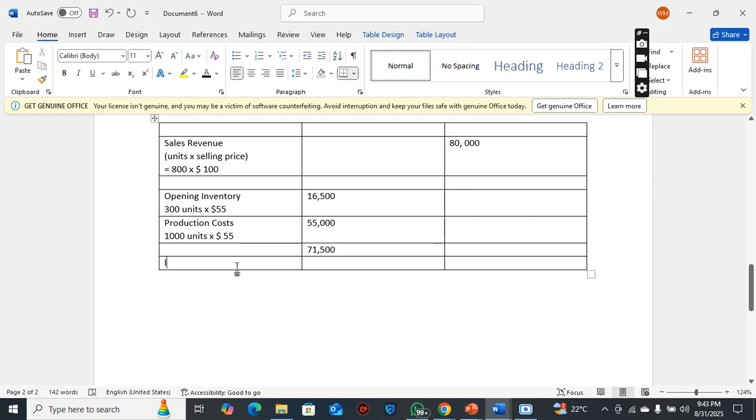Like in the trading account, when you add opening inventory plus purchases, you have the total cost of goods available for sale. Here, this is the total cost of the inventory that we had in our factory. So, I'm going to say less closing inventory.